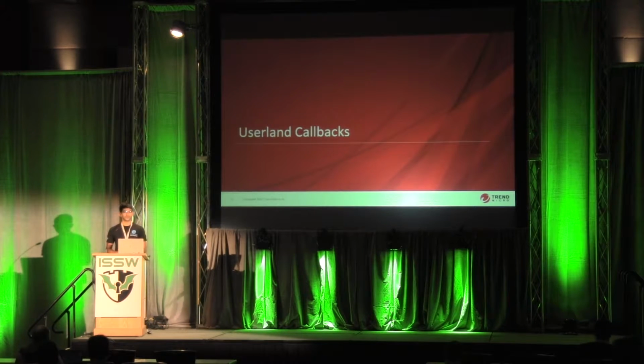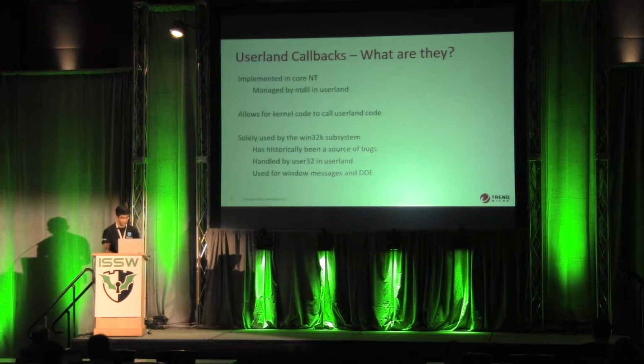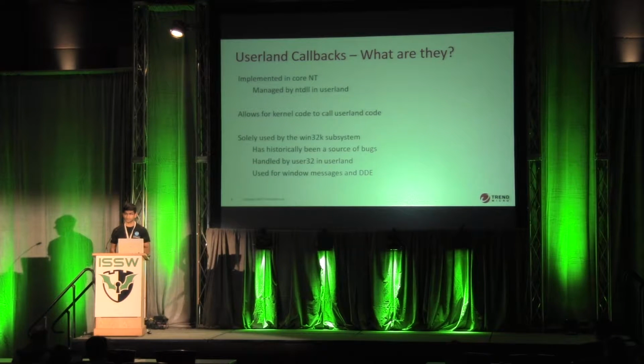Now I'll go into what Userland callbacks are, because they're the crux of most of the information leaks that I've found. They're implemented in core NT, so if you're looking at actual modules, this is going to be the module NTOSKernel.exe. In Userland, this is managed by NTDLL, but the only code that actually makes use of this is the Win32k subsystem. The whole point of this is to allow kernel code to make callbacks into Userland code. There's a table that's described in the thread information block that allows you to index in and call any Userland function that already has hooks set up. As you can imagine, moving from kernel to Userland can be kind of tricky, and it's historically been the source of a lot of bugs.